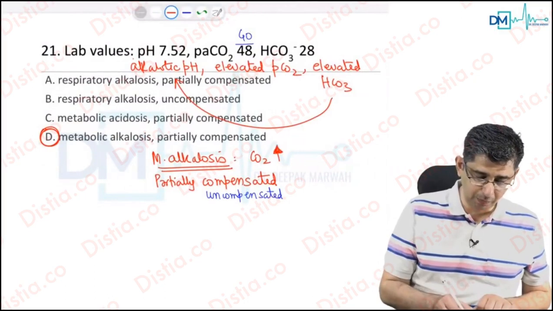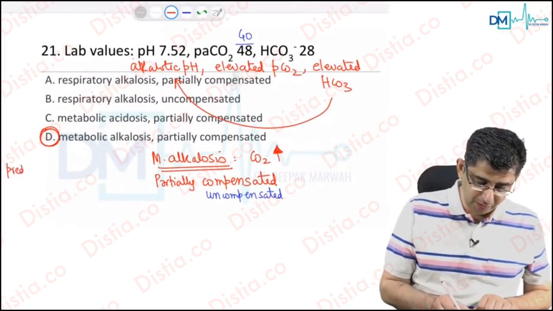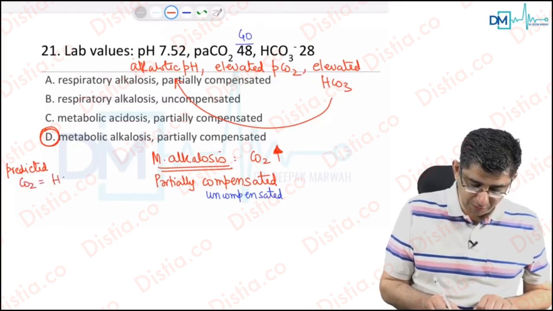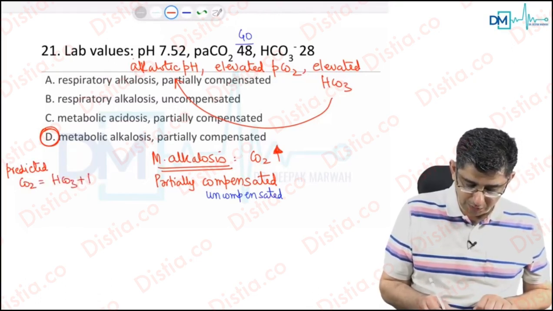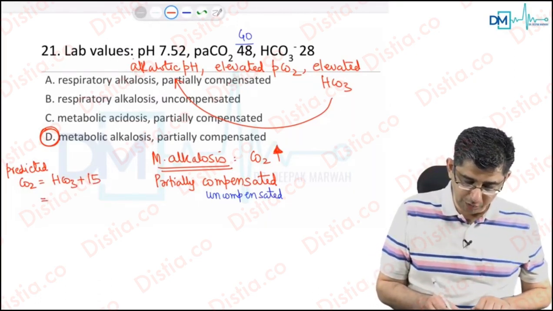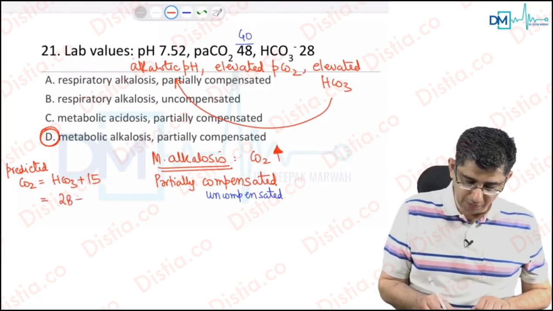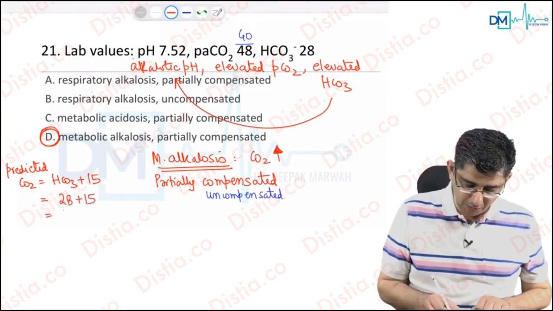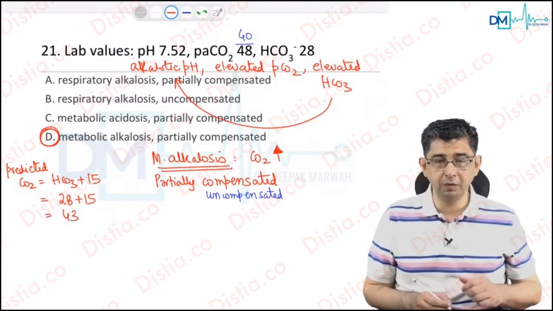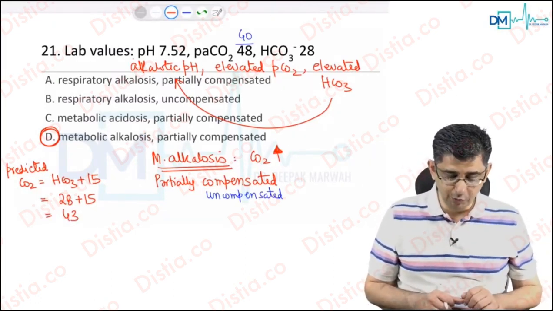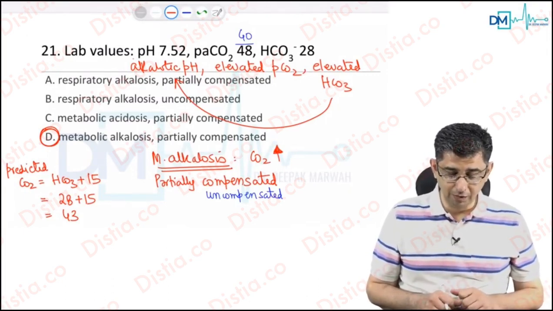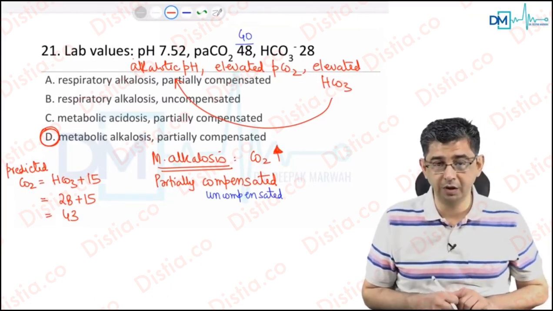Let's do some mathematics here. Predicted carbon dioxide values for the patient. The formula is the same as that for metabolic acidosis, that is bicarbonate value plus 15. The predicted PCO2 of this patient should be 28 plus 15, that will work out to a value of 43. But you can see the fact that the predicted value is not being met in this patient. That tells you that in this particular patient the compensation process is occurring, but it is rather slightly elevated in the patient than what it should be.